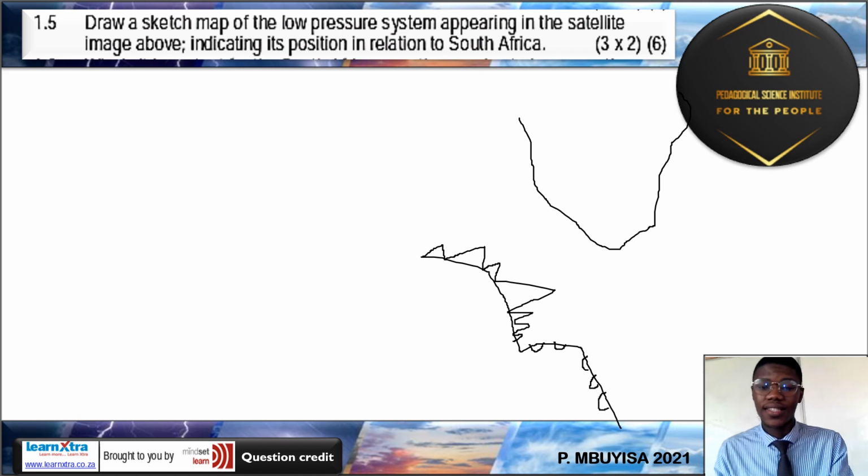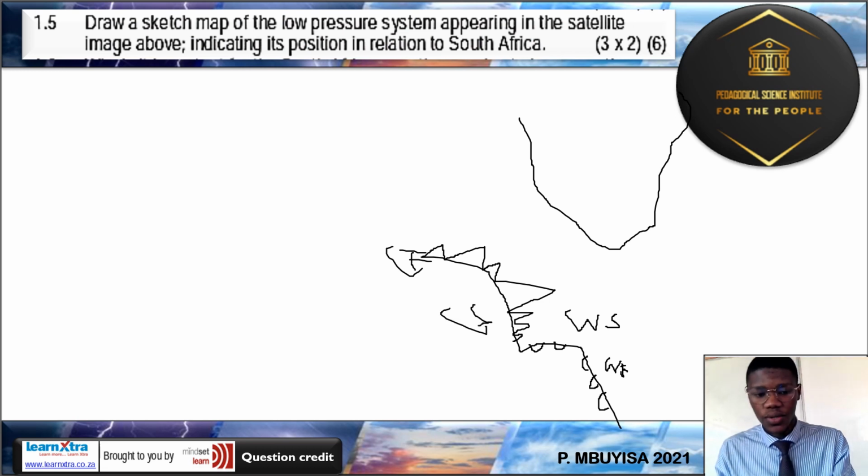So that is your system, that is the system in relation to South Africa. So you need to label it, that is the cold front. So that is the warm front, and this is the warm sector. This is the cold sector.